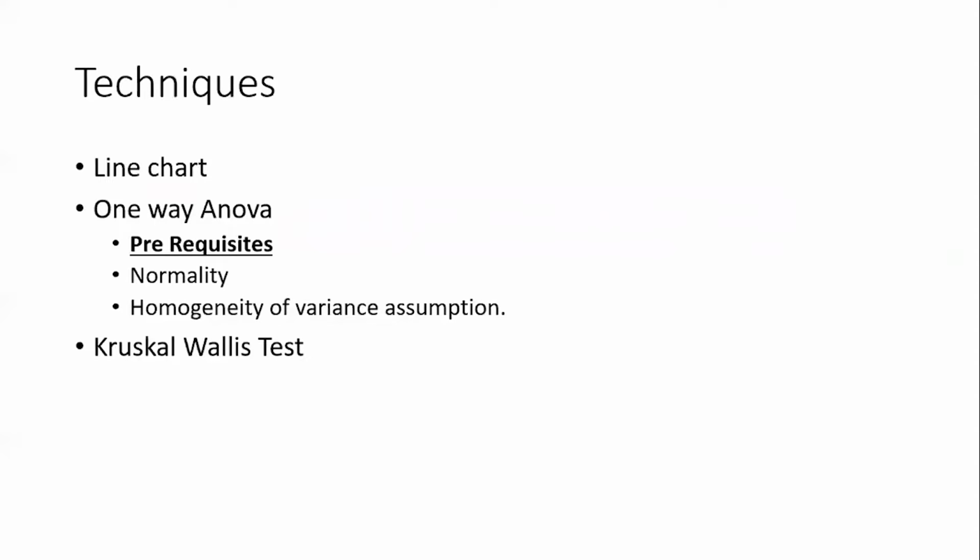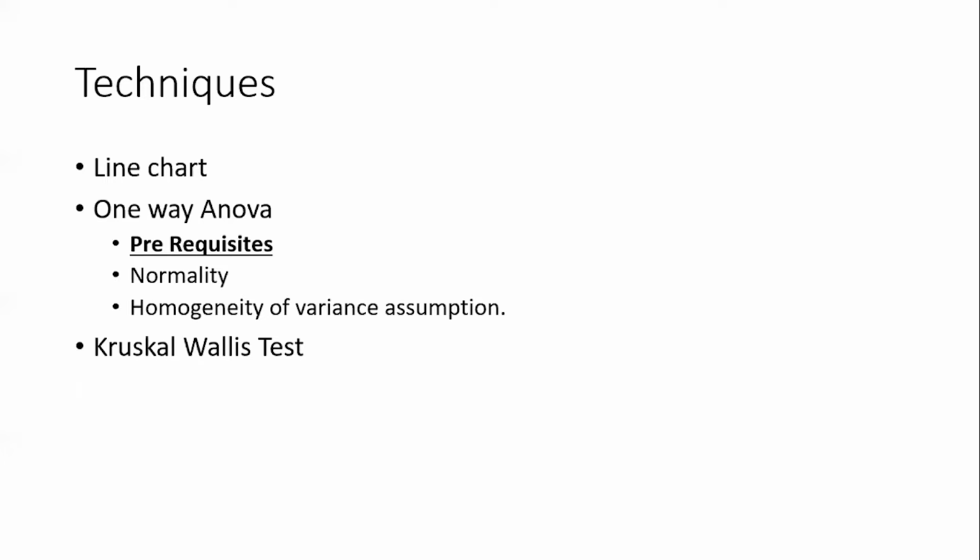Now, this being the objective, what are some of the techniques that we have used to solve this problem? Majorly, we have done EDA. We have used a line chart to compare the performance of various drugs. We have used a parametric test, namely one-way Anova. One of the prerequisites of using Anova is the normality test. Normality test is very important. However, Anova is robust to the violation of normality, and hence we do not explicitly check whether the data is normal.